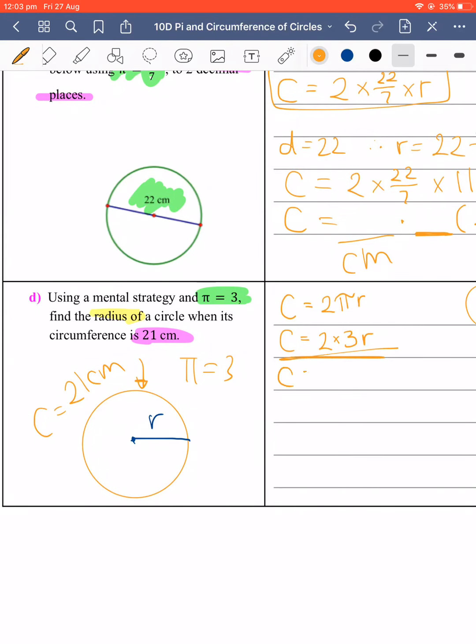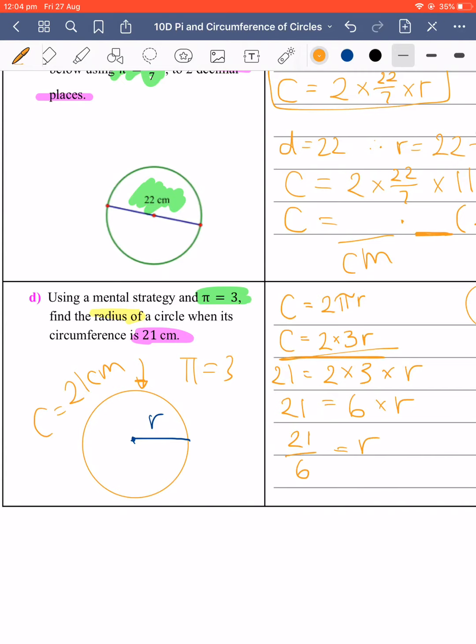So I've got circumference equals 2 multiplied by 3 multiplied by r, but we've been told our circumference is actually 21. So let's write in our 21 and see if we can answer from there. So 21 equals 6 multiplied by r. If I've got 6 multiplied by r, I want to find out how many times 6 goes into 21. It's a bit of a weird number, but what you will do on your calculator is 21 divided by 6, which will give you your value for r.